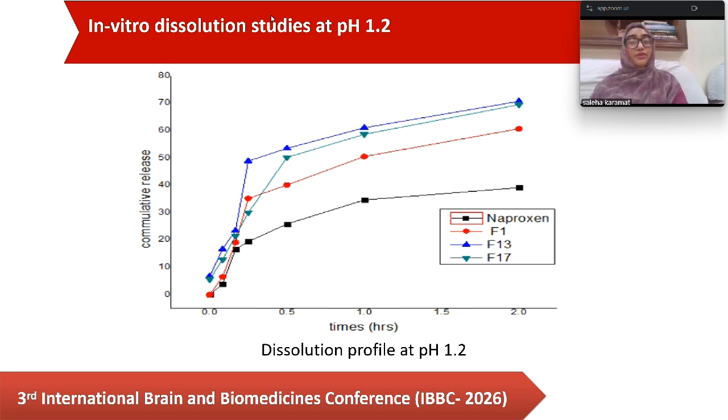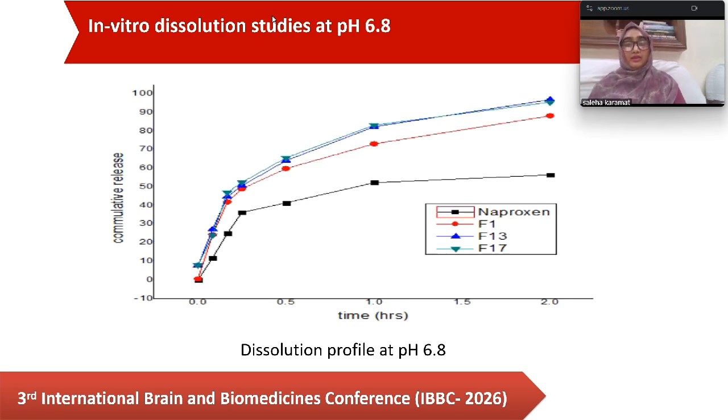Next is the in vitro dissolution studies at pH 1.2. As time passes, the release of the drug in my formulations F1, F13 and F17 is more as compared to the pure drug. And the in vitro dissolution studies at pH 6.8 also show that as time passes, the release of drug in formulations F1, F13 and F17 is more than that of the pure drug.